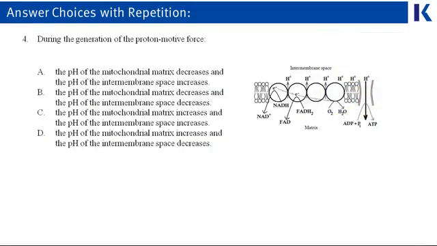Take a look at number 4. Wow, lots of repetition in these answer choices. Upon closer inspection, we can see that we're dealing with the 4 possible permutations of increase and decrease for the mitochondrial matrix and intermembrane space.